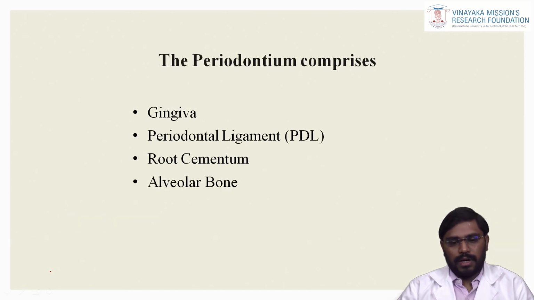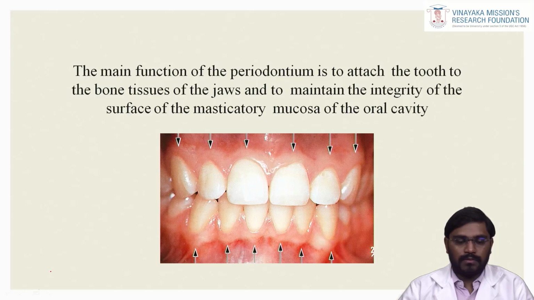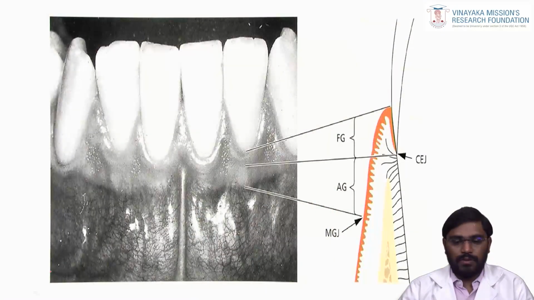The periodontium comprises the gingiva, periodontal ligament, root cementum and alveolar bone. These are the components of the periodontium. The main function of the periodontium is to attach the tooth to the bone tissues of the jaws and to maintain the integrity of the surface of the masticatory mucosa of the oral cavity. In this image you can see the attached gingiva, cemento-enamel junction, marginal gingiva and free gingiva.